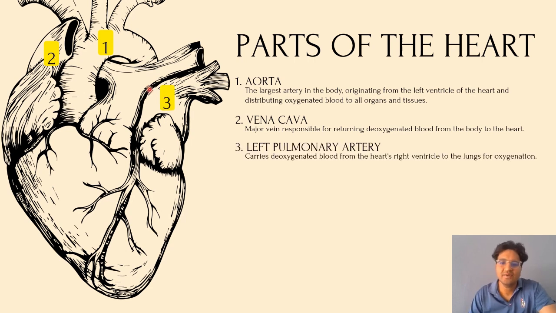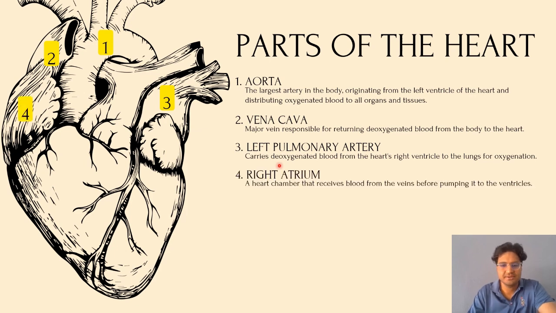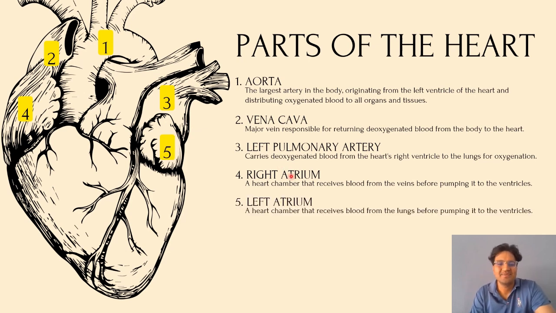Then we have the pulmonary artery, which carries deoxygenated blood from the right ventricle to the lungs for oxygenation. Then we have the right atrium, a heart chamber that receives blood from veins before pumping it into the ventricles. And we have the left atrium, a heart chamber that receives blood from the lungs before pumping to the ventricles.